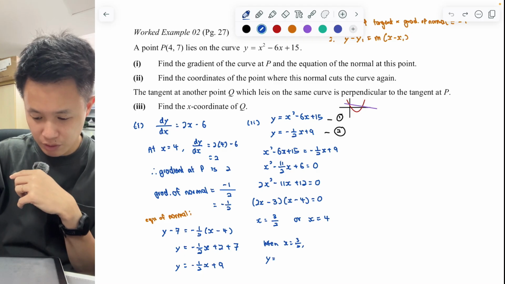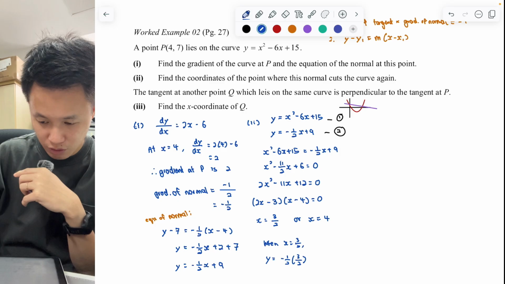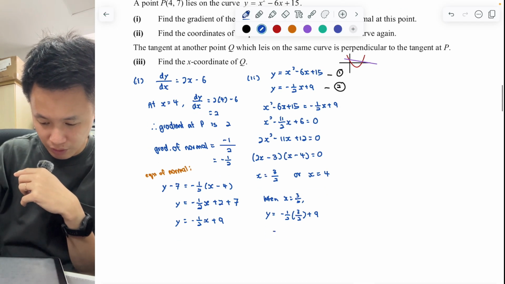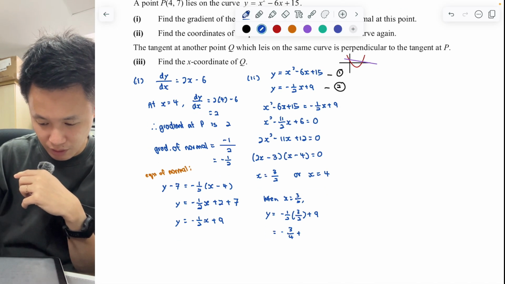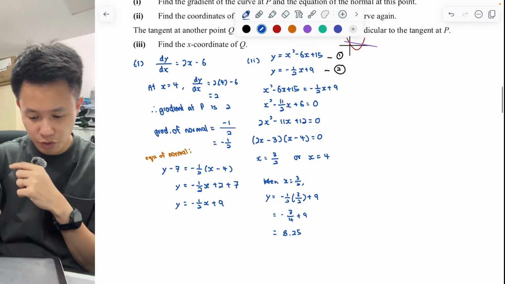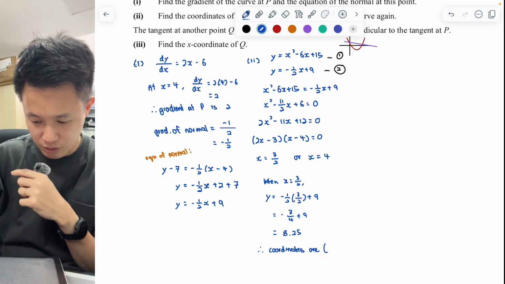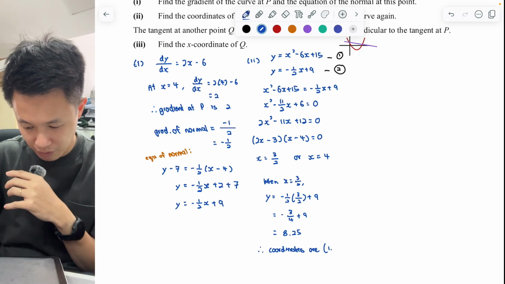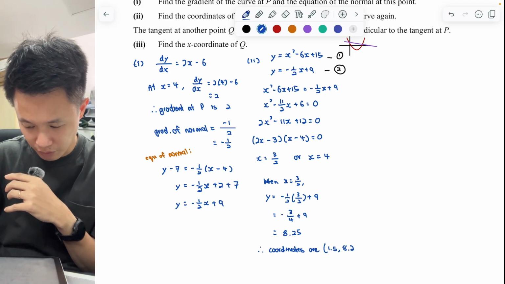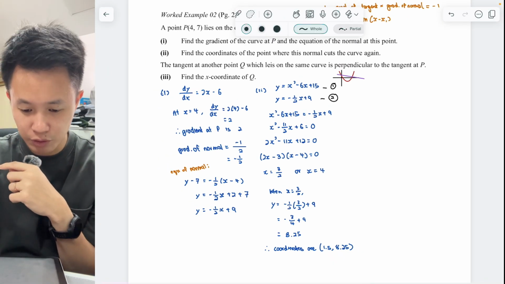You can use any one, you can even use the normal one. So I'm going to use the normal because it's a lot easier. Okay, and we will have negative 3 over 4 plus 9, which lands me with 8 and 1/4, which is 8.25. So therefore, the coordinates are 3 over 2, which is actually 1.5, comma 8.25. Okay? So yes, that is how you do part 2.